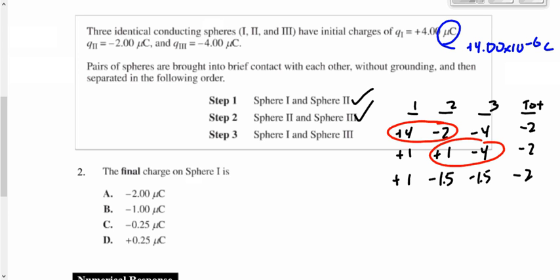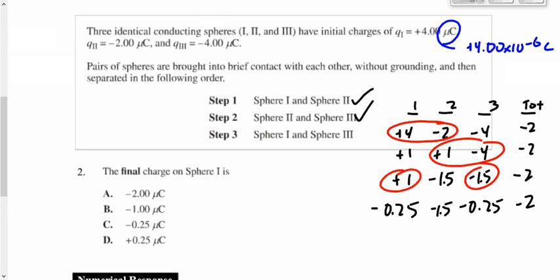Now 1 and 3 touch each other. 1 and -1.5 gives me -0.5. Divide that by 2, it gives me -0.25. And this one is still -1.5. Add these up. Sure enough, it gives me -2. Looks like I've done this right.